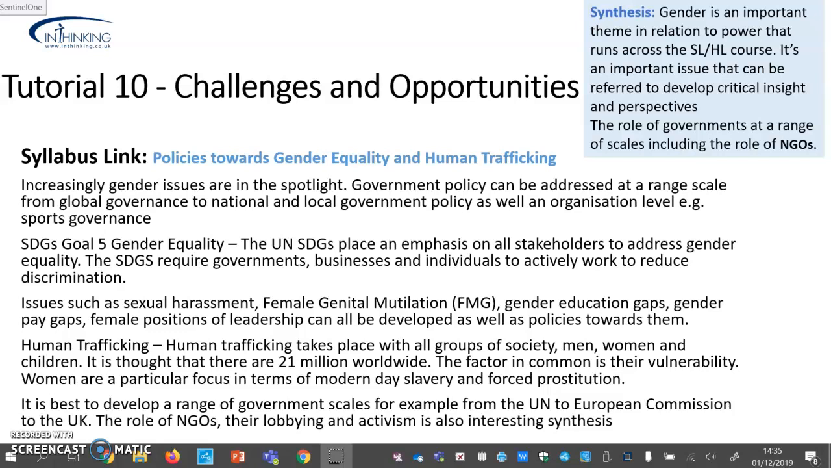So typically you might develop a range of examples, a range of places, but keep in mind here the concept of scale. So the UN, perhaps the European Commission, perhaps something back into a national example, for example, the UK or your home country. Think about the role of NGOs and their work on lobbying and activism. And bear in mind, this is a real synthesis opportunity to draw on different examples from the course. If you're taking higher level geography, think about the role of gender across many of the areas of global interactions.